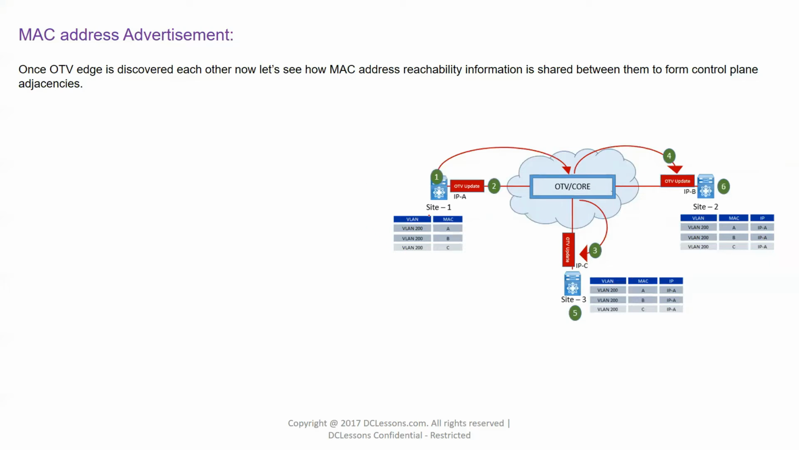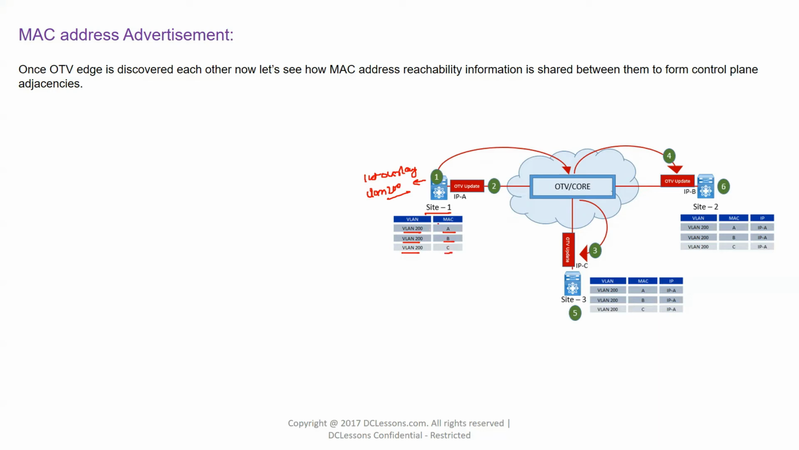So let's suppose at site 1, I have a VLAN 200 configured, which has to be extended across site 2 and site 3, right? So in the OTV interface overlay configuration, I will be configuring VLAN 200 that has to be overlaid, right? Now let's suppose in site 1, in VLAN 200, 3 endpoints are connected, which have MAC A, MAC B, and MAC C.